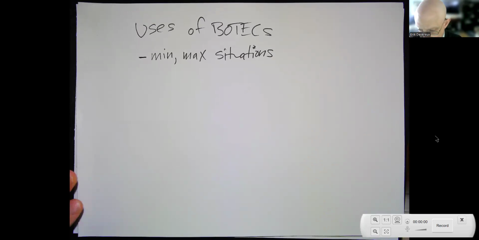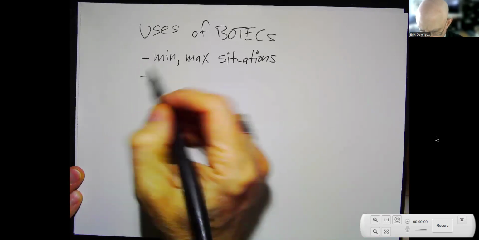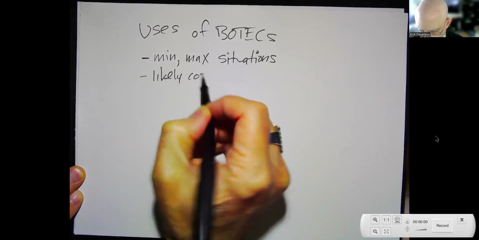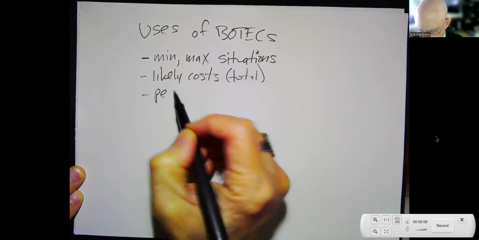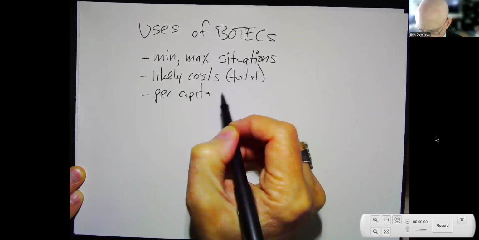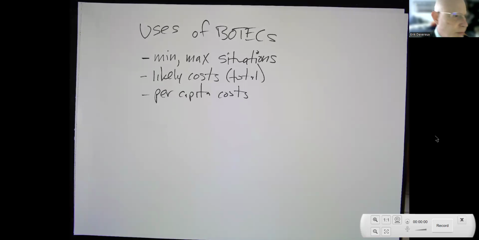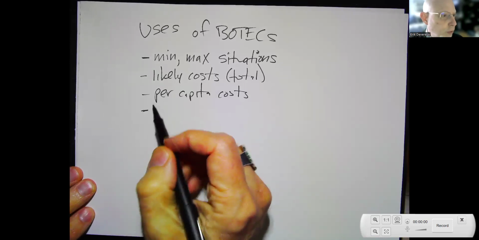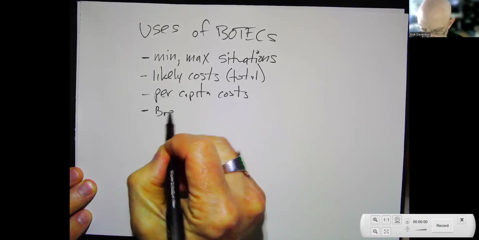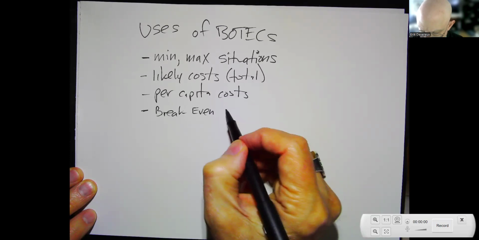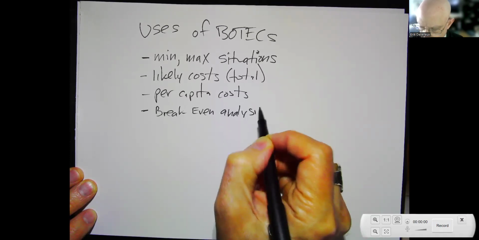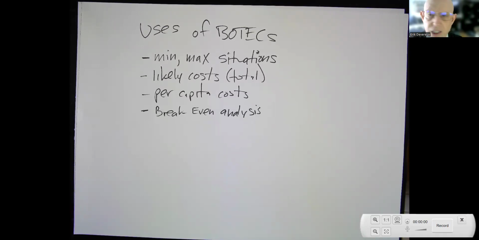Okay. So min-max situations. How about likely costs? How about likely costs in total? How about per capita costs? That is per person costs, right? These are some things that a BOTEC can also give you. You can also use it for doing break-even scenarios. How good do we have to do? How successful do we have to be to break even? We know how much we're spending. We have some sense of the benefits, and where do we have to get to break even?